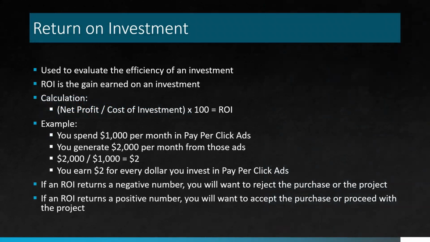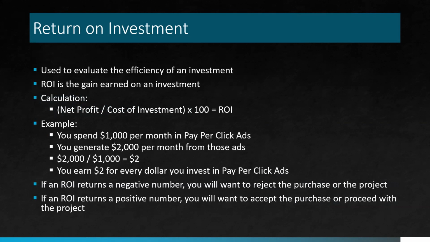Return on investment is used to evaluate the efficiency of an investment that a company is going to make or a project that they are going to undertake. ROI is the gain earned on an investment. And the calculation is the net profit divided by the cost of the investment times 100, which will give you a percentage return for ROI.